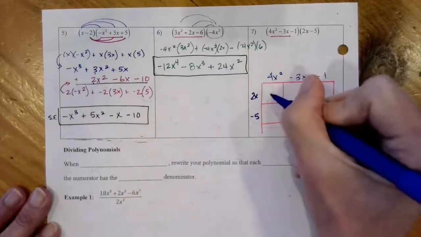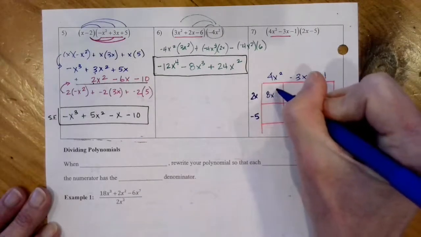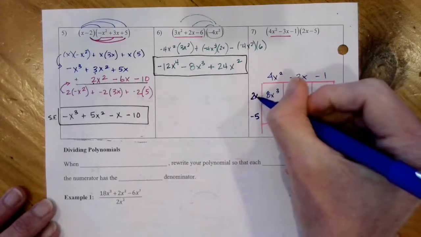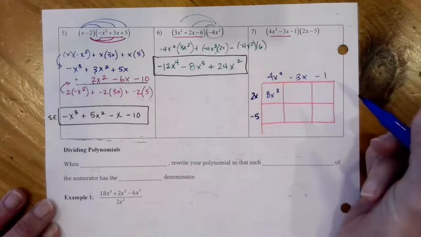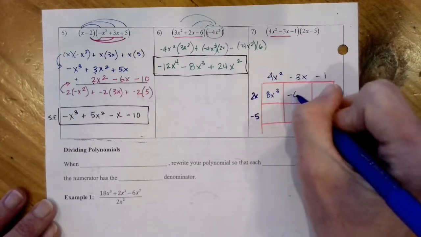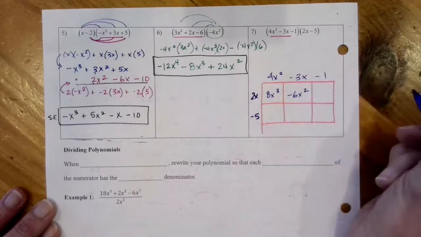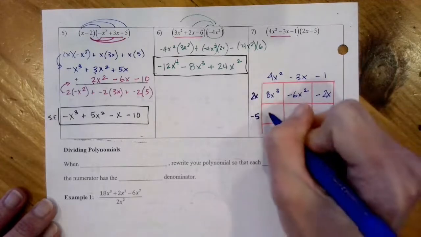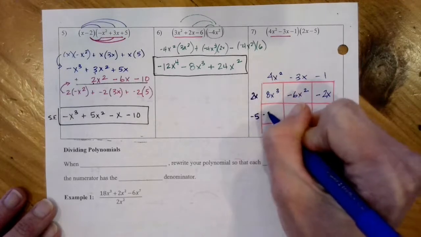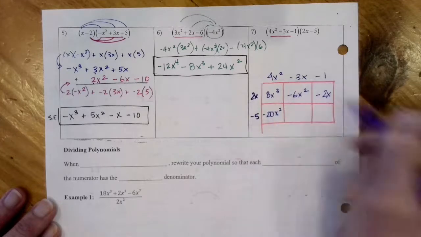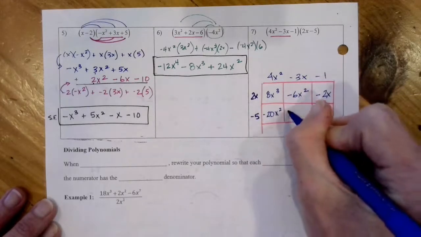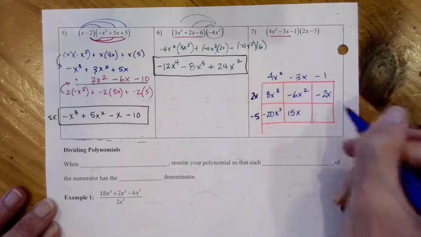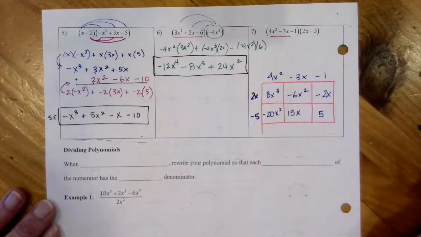Alright, so we have 8x cubed. 4 times 2 is 8. X times x times x is 3 factors of x. Minus 6x squared, minus 2x. 4 times negative 5 is negative 20x squared. Negative 5 times negative 3 is positive 15 x's. Negative 5 times positive 1 is positive 5.